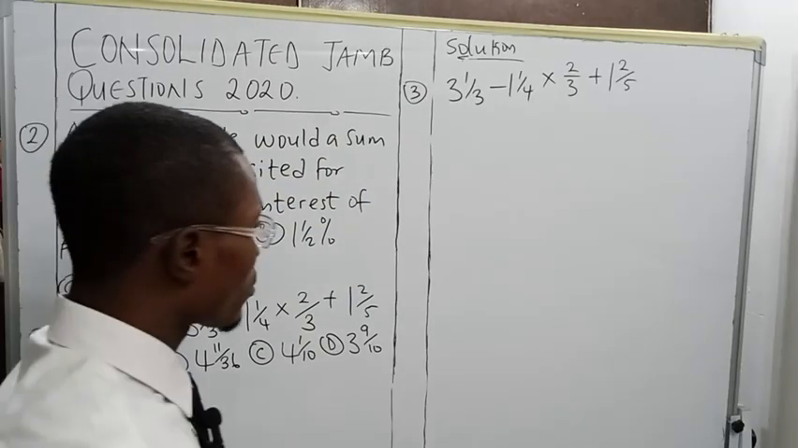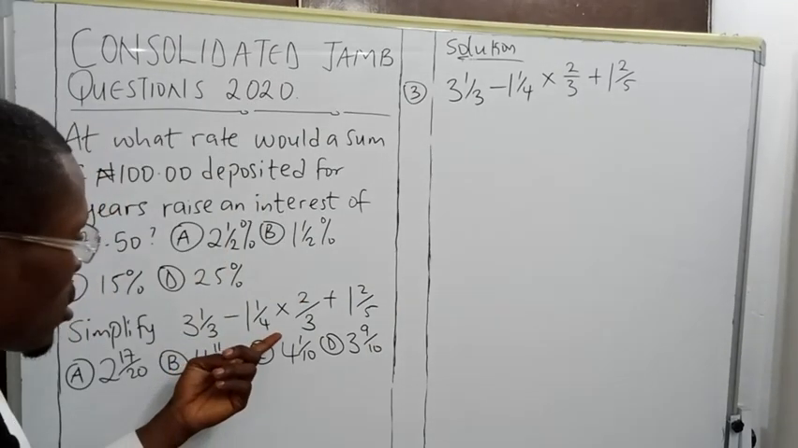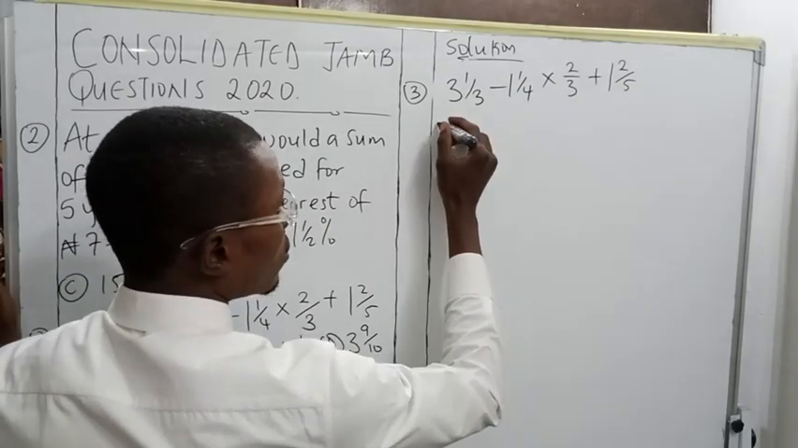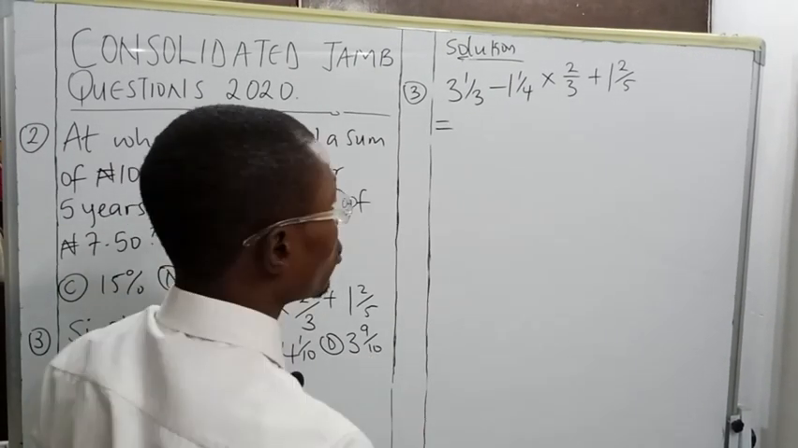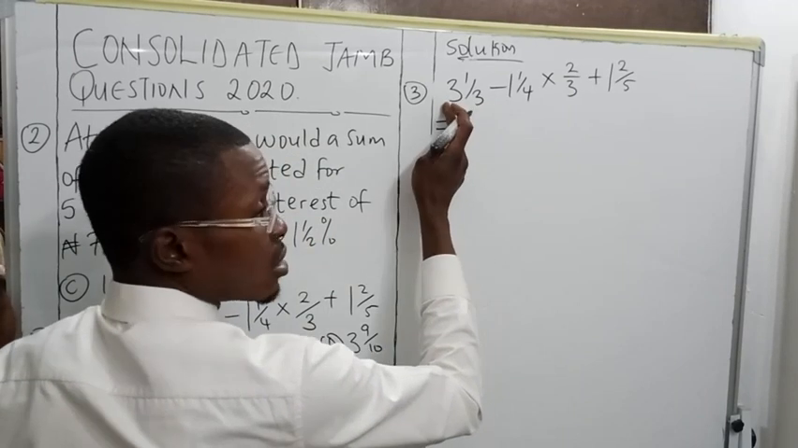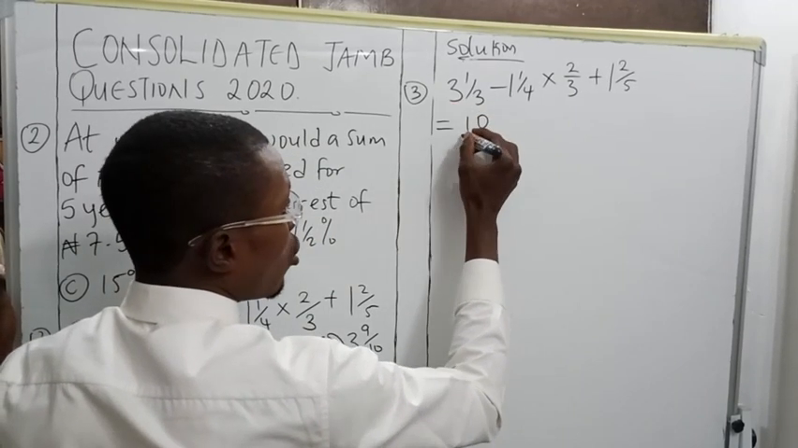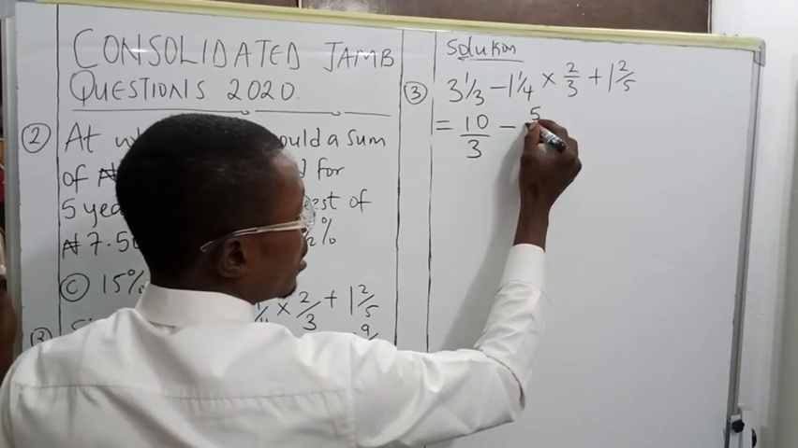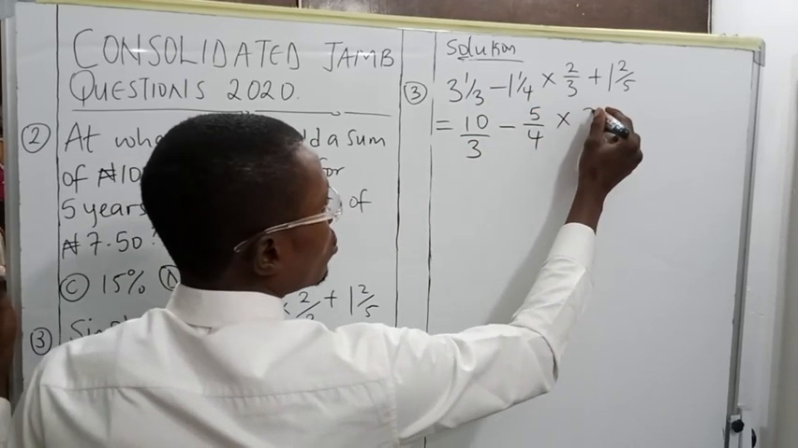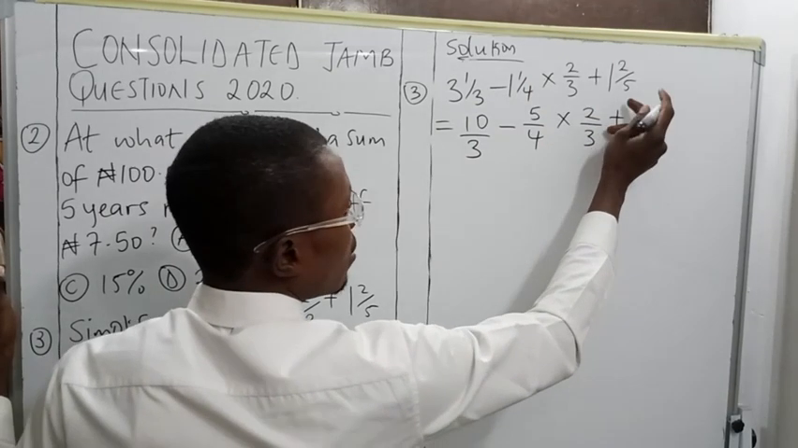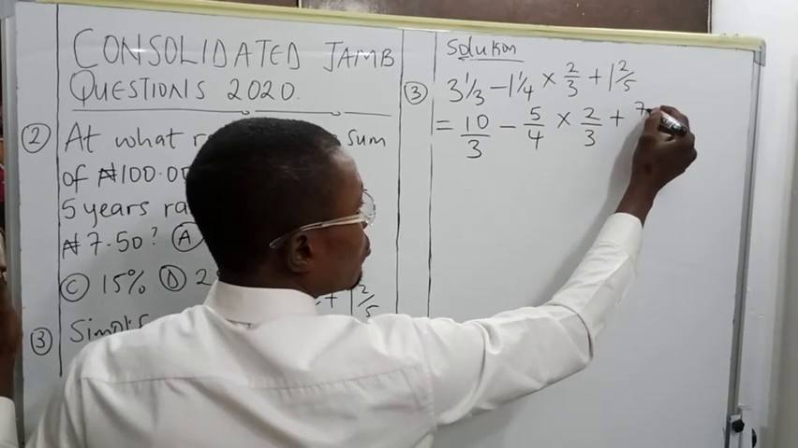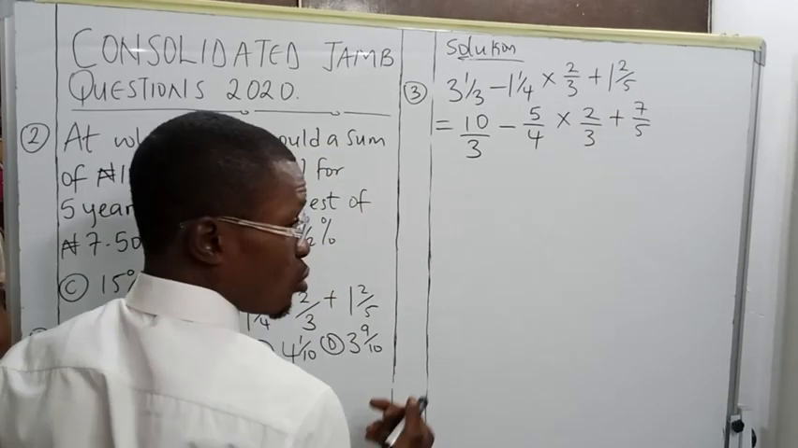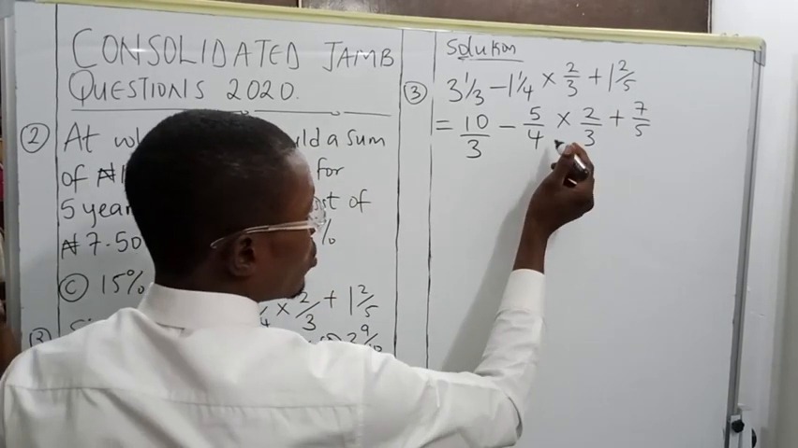Now for number 3, we have to simplify this expression. All right, the first thing we do here, let's change everything to improper fractions. 3 times 3, 9 plus 1, 10. Here is 10 over 3 minus 4 times 1, 4 plus 1, 5. 5 over 4 times 2 over 3 plus 5 times 1, 5 plus 2, 7 over 5. Remember, by BODMAS, we have to multiply before addition or subtraction. Okay, so we multiply this.